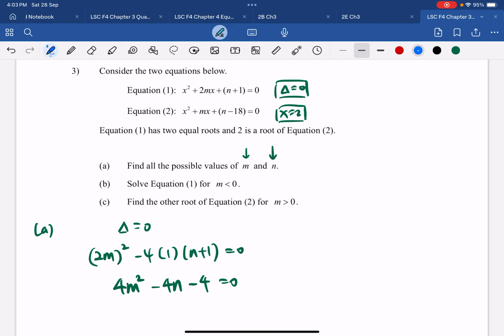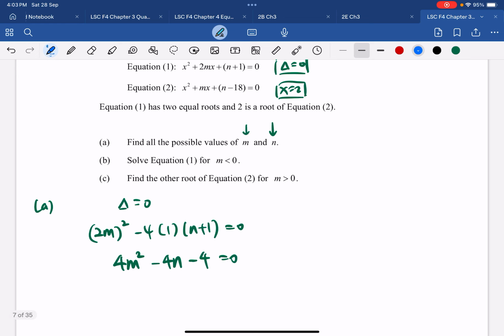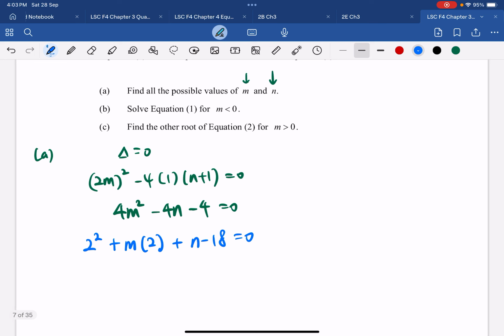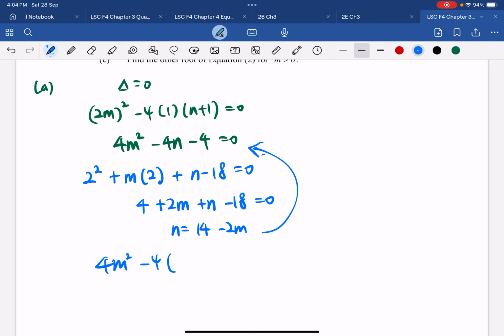Then, for equation 2, you know 2 is a root, so we substitute 2 for x. Okay? Which gives me 2 squared plus m times 2 plus n minus 18 equals 0. So 4 plus 2m plus n minus 18 equals 0. So n is 14 minus 2m. So you substitute n equals 14 minus 2m into the first equation. So you have two equations now, right? So you can solve for two variables.